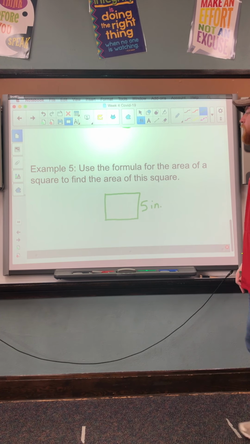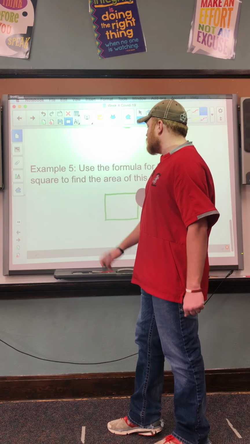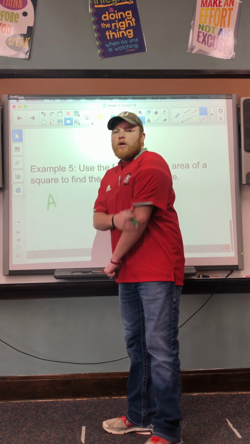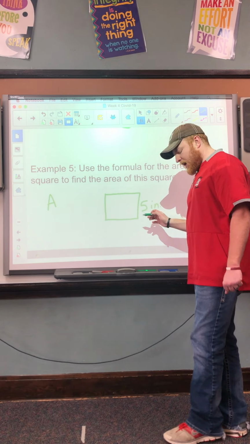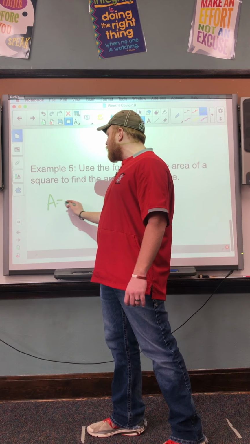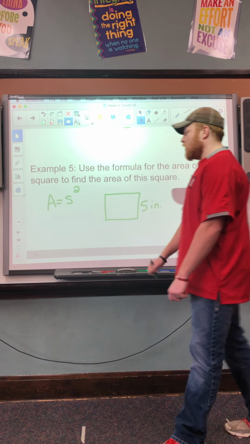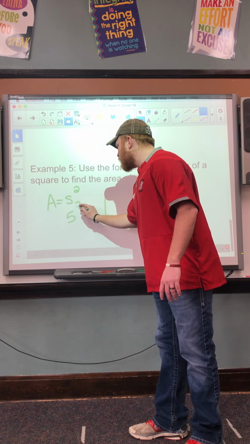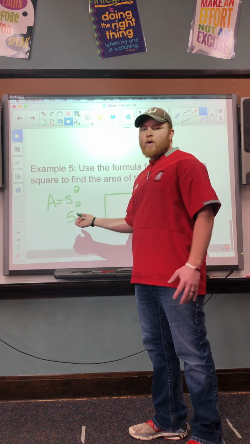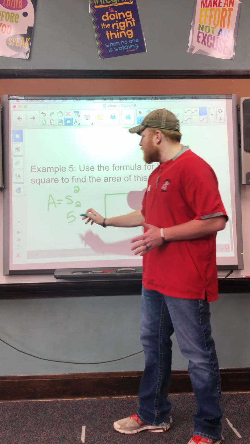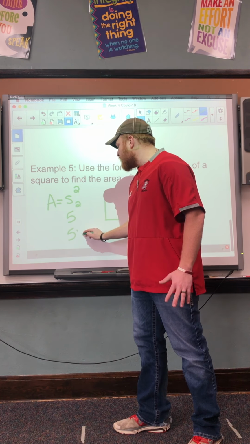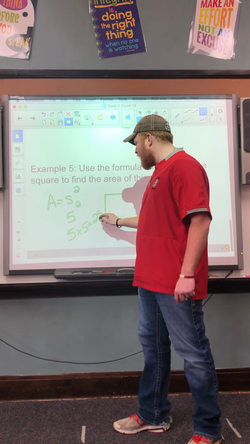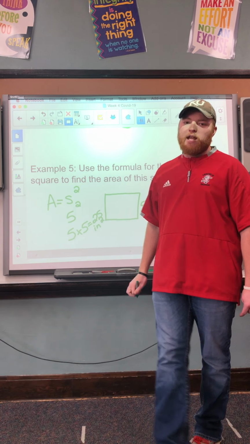And then example 5, last example. Use the formula for the area of a square to find the area of this square. So to find the area of a square, you multiply one side by itself, or you can say area equals the side squared. So if one side equals 5, we would go 5 squared. What's the number that's being repeated? The base is 5, and how many times is it being repeated? Twice. So 5 times 5 equals 25 inches squared, since we're dealing with the area.